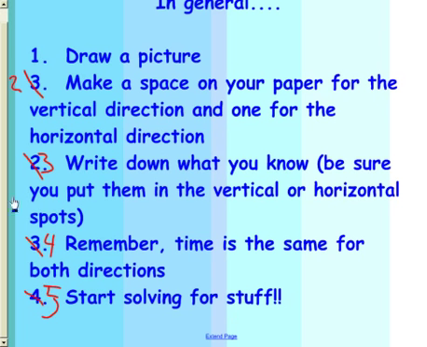All right. Number 3. Write down what you know, all the things that are given to you. Now be sure to put them in the vertical or the horizontal spots. Okay? And then here's the key, number 4. Remember, time is the same for both directions. So a lot of times, a whole lot of times, you're going to solve for time and then transfer that time over to the other direction. So you'll solve for something in the up and down direction, take that time and put it over in the horizontal direction.